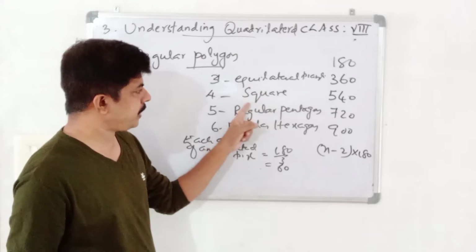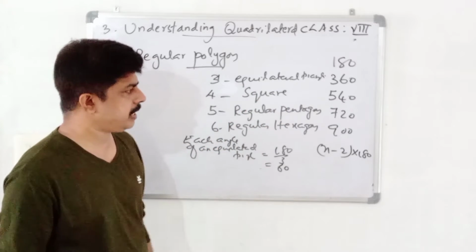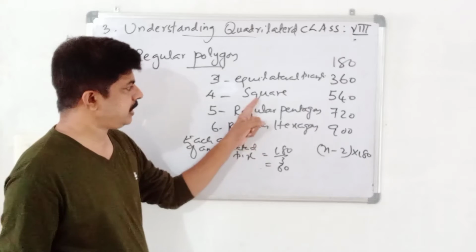What is each angle of a square? Square is a polygon with 4 sides.